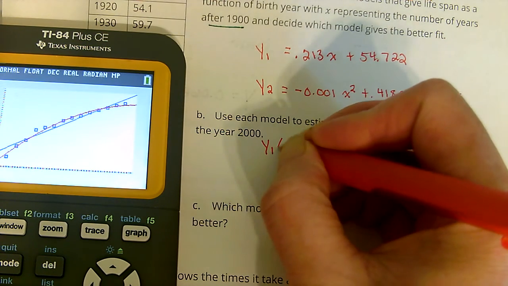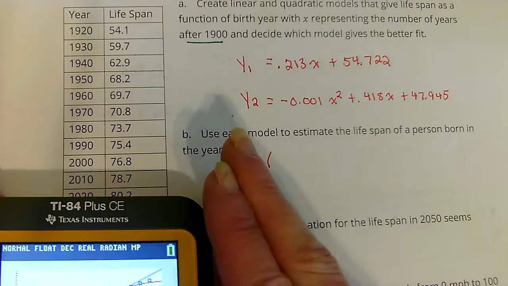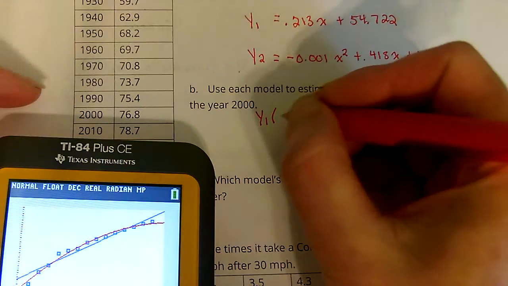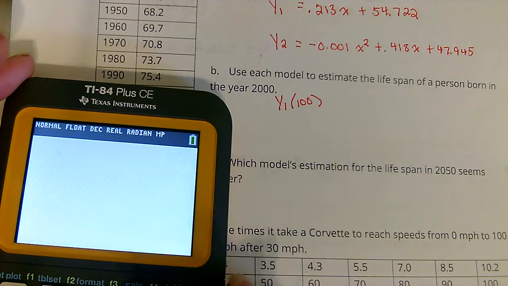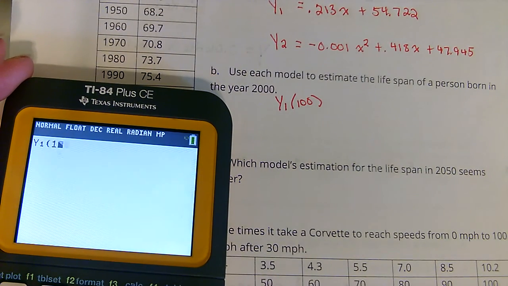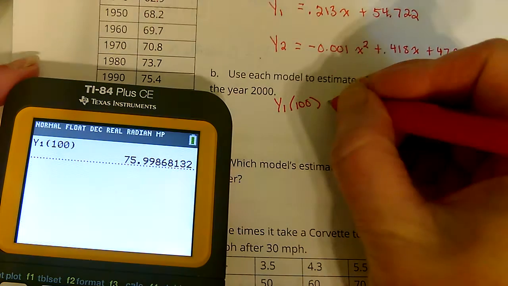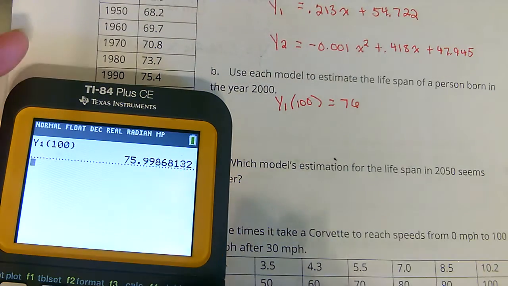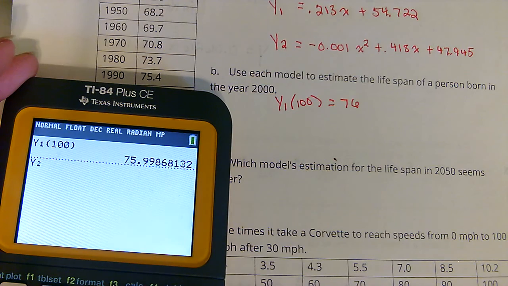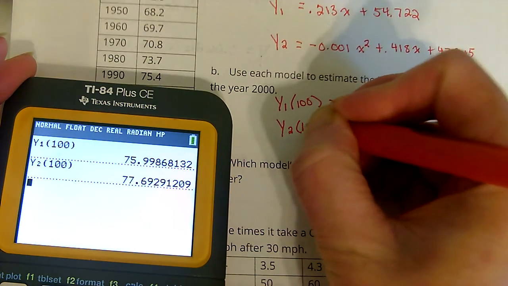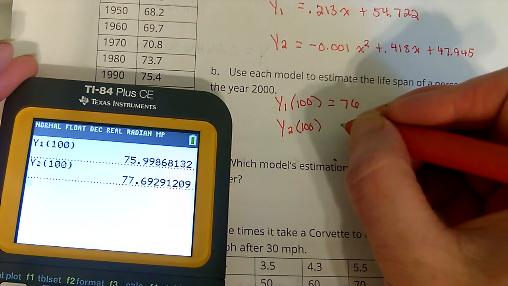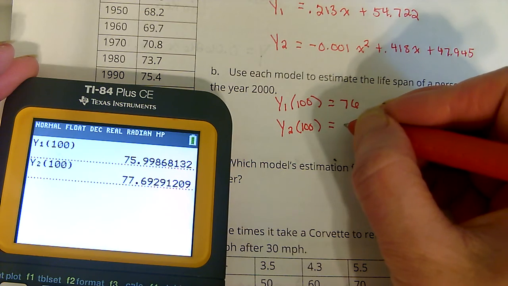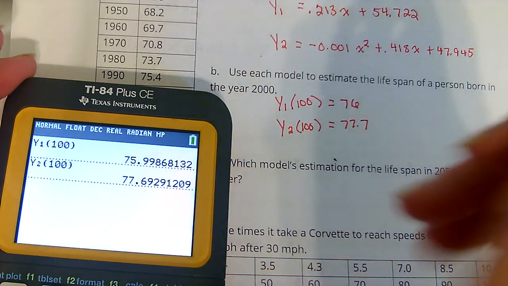So 2000 from 1900 was 100 years later. I'm going to do Y1 of 100, which is basically 76, and I'm going to do Y2 of 100, and I get basically, that would round up to, well, let's go ahead and do decimal, 77.7.